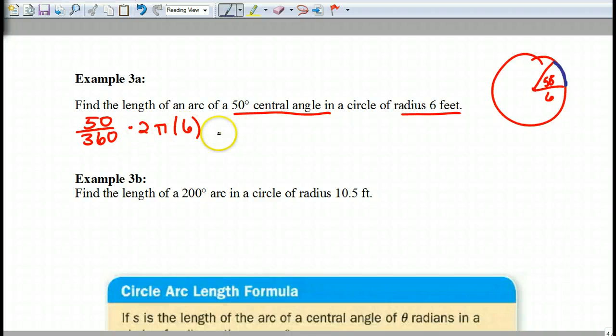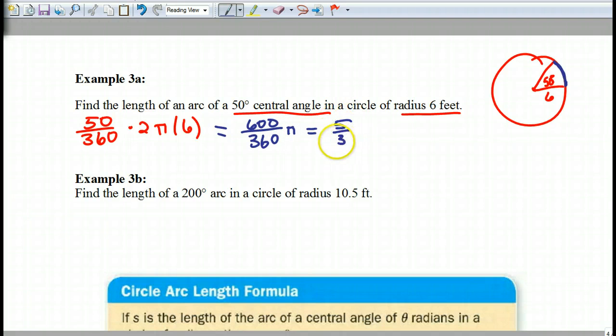Okay. So if I were to actually multiply this through, I have 600 divided by 360 pi, which is the same thing as saying 5/3 pi. But if I went directly, this would be 5.24 feet. 5.24 feet is about how long that arc is.